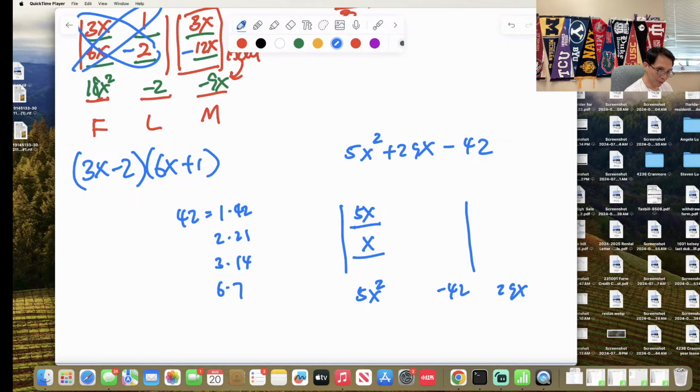7, 6. Let's purposely do around 6 and 7. That's going to give you 37. There's no way it's going to add up to be 29. So I'm going to do 7 and 6. So that's 35.